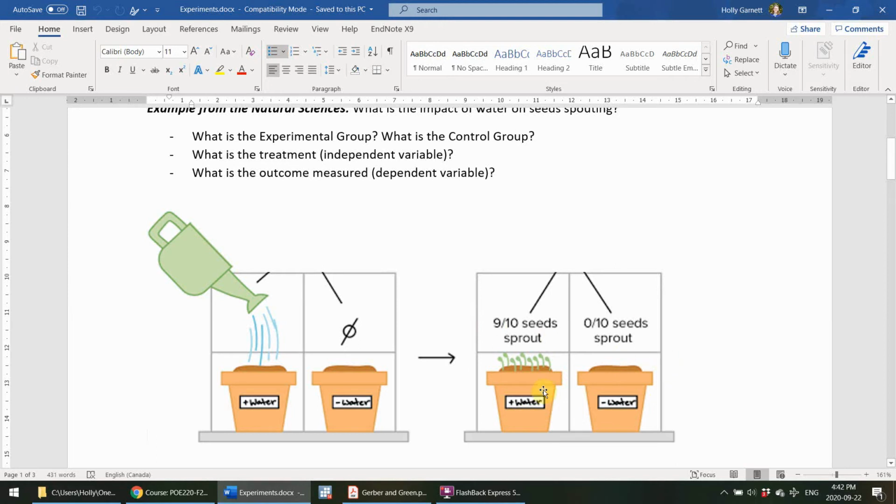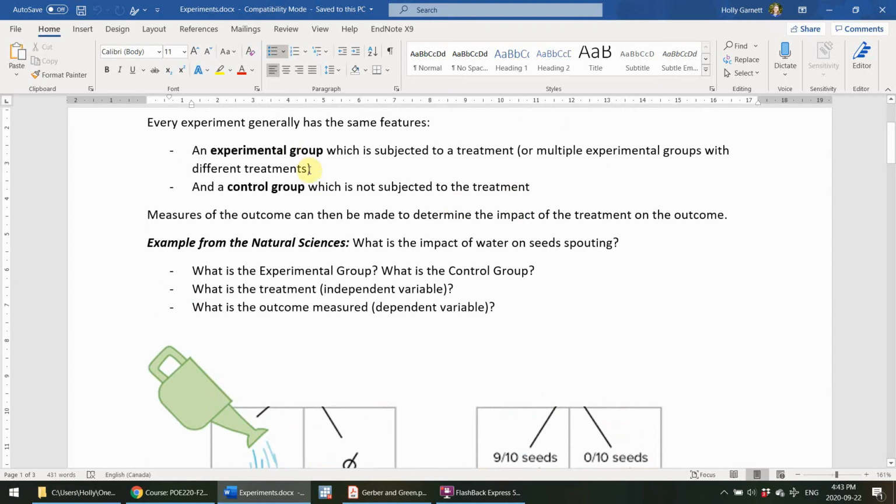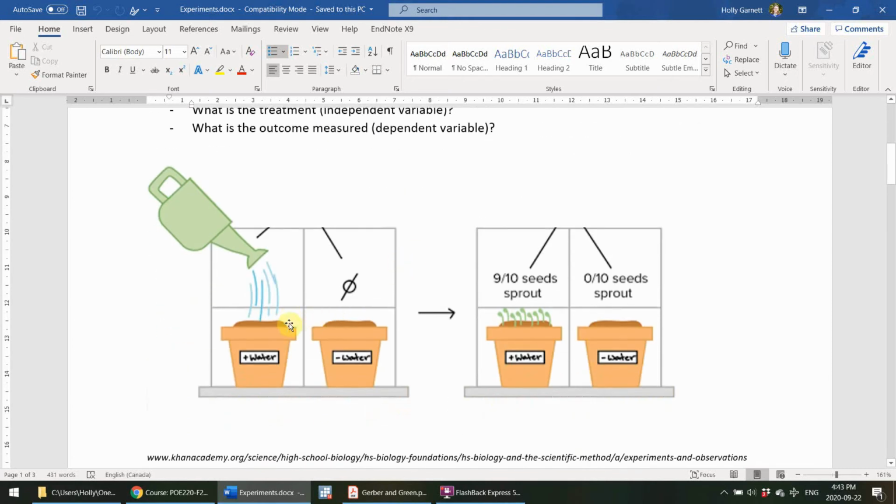Now, what we probably want to do is get a whole bunch of pots and do a whole group of them with water, a whole group of them without water, just so we could have more confidence that it wasn't just that you had some dud seeds in one of the pots. And so that's generally the idea behind an experiment. It's pretty simple and self-explanatory. The key thing, of course, being that there needs to be both an experimental group and a control group. In this, there's only one experiment and one control, but we'd have a whole collection of pots.